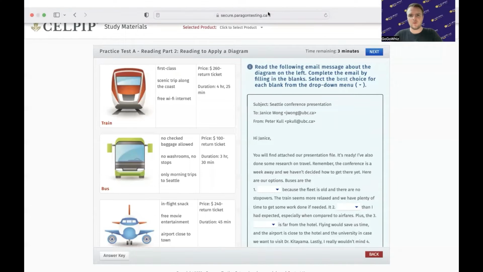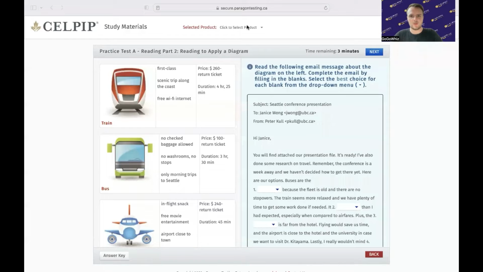As always, we want to take a look at the instructions. So let's go ahead and read that. It says, read the following email message about the diagram on the left. Complete the email. We know that we're completing an email by filling in the blanks and then selecting the best choice for each blank. Last time I already talked about the best choice, right? There might be a few different options here.